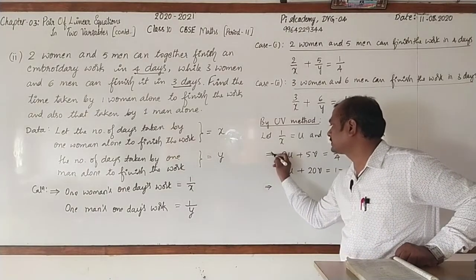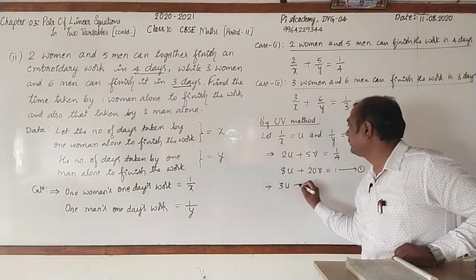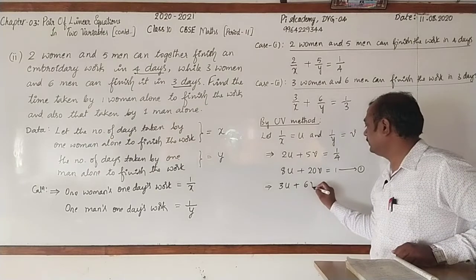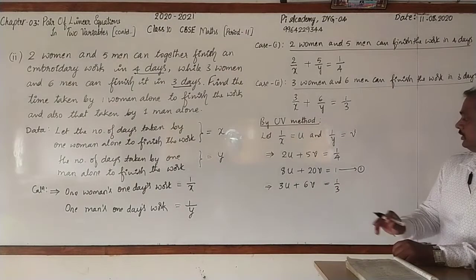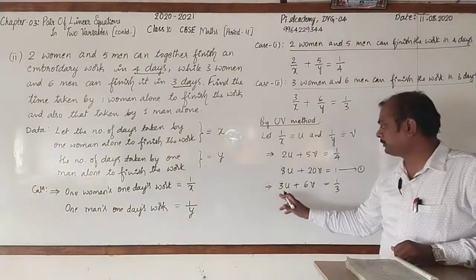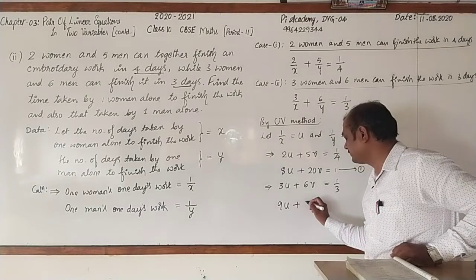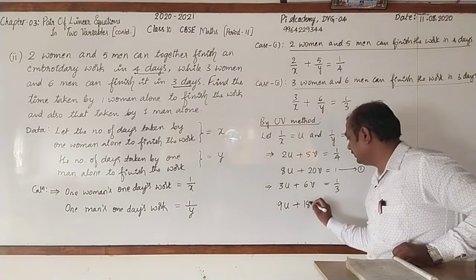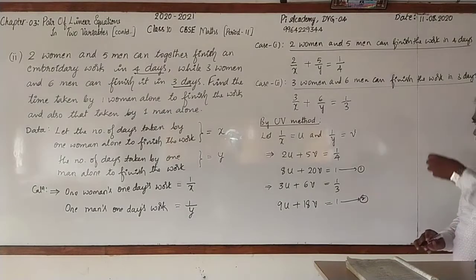Similarly, next, it is 3U plus 6V. This is equal to 1 by 3. Denominator 3 is there. Multiply 3 with all the terms. 3 3s are 9, 9U plus 3 6s are 18V. This is equal to 1. May call it as equation 2.